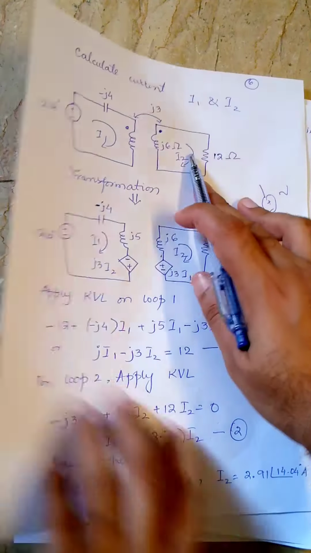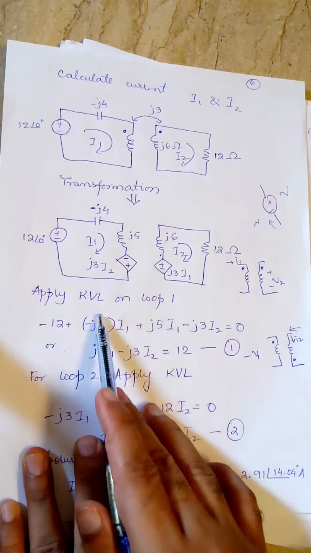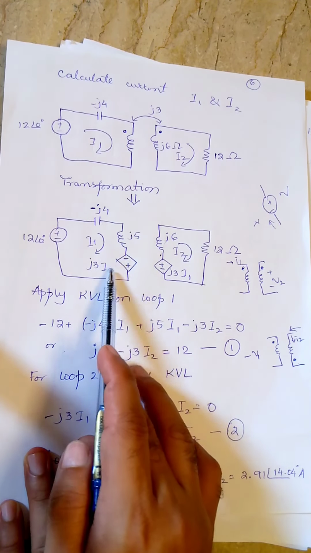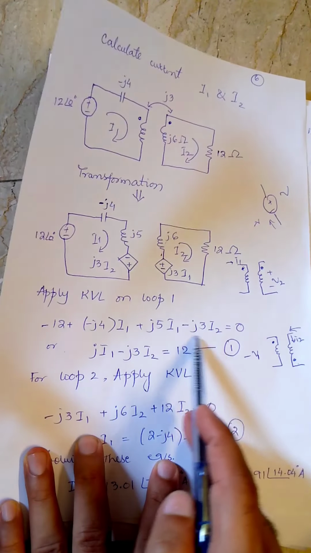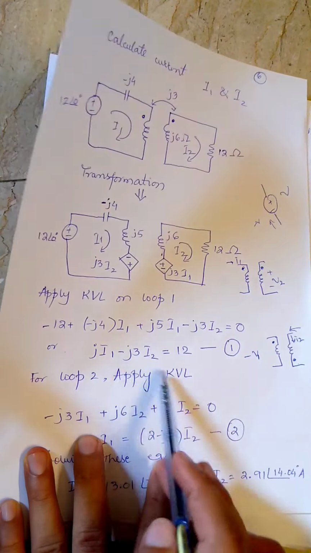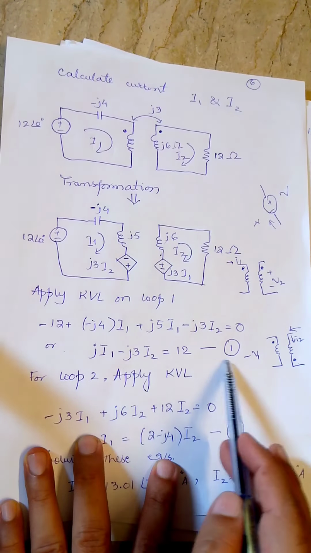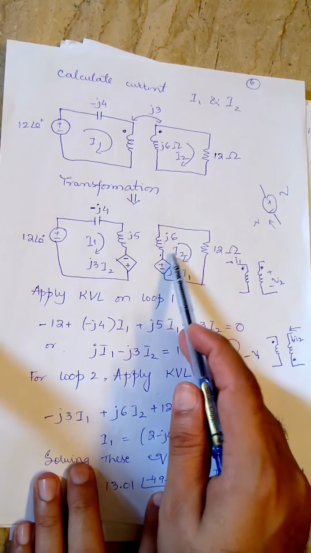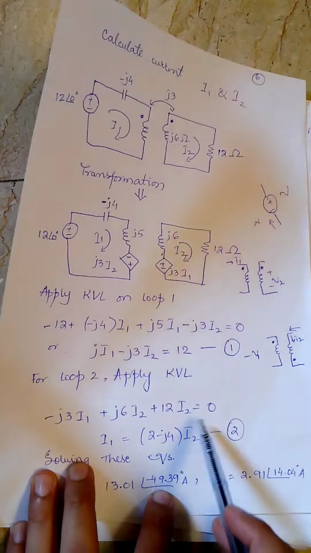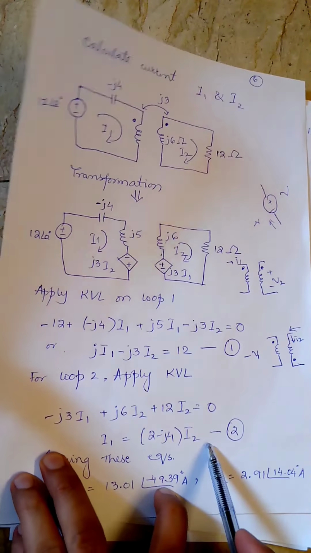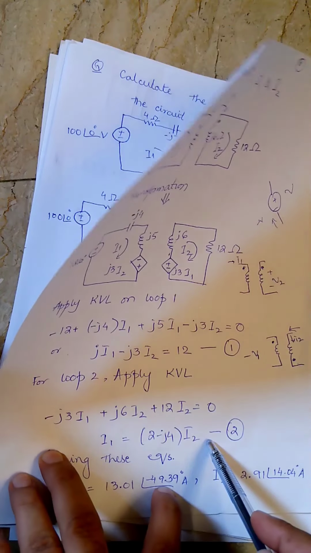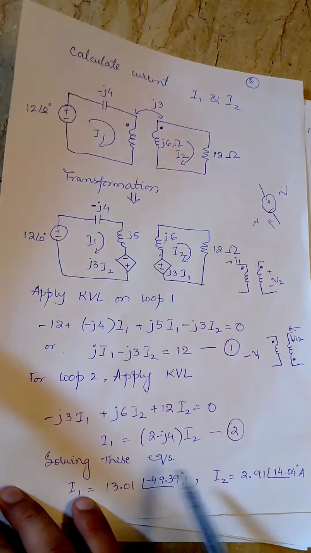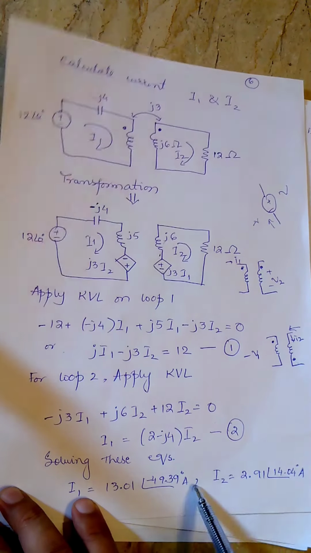So now we are going to apply KVL on this circuit. So this is minus 12 minus j4 I1 plus j5 I1 minus j3 I2. You can see over here, this voltage is negative. Solving and simplifying, this would be your equation number 1. Then again apply KVL on loop 2: minus j3 I1 plus j6 I2 plus 12 I2 equals 0. This would give you equation number 2. Solving these two equations simultaneously or by the elimination method, currents I1 and I2 would be obtained. So do try it by yourself and check whether your answers are correct or not.